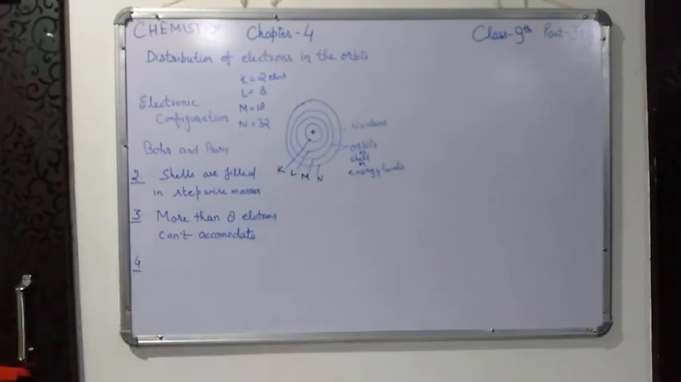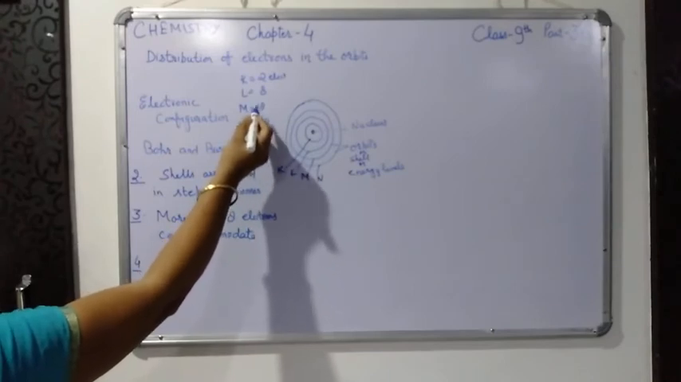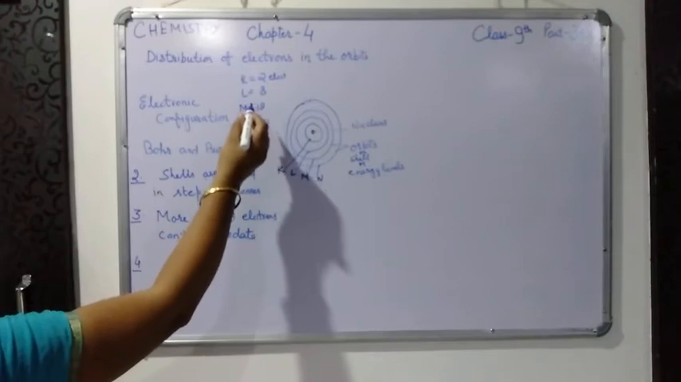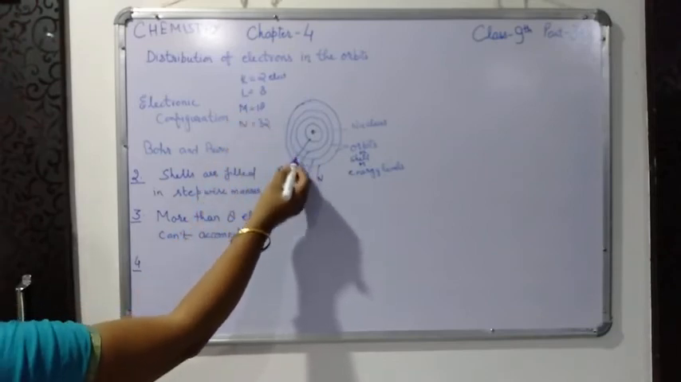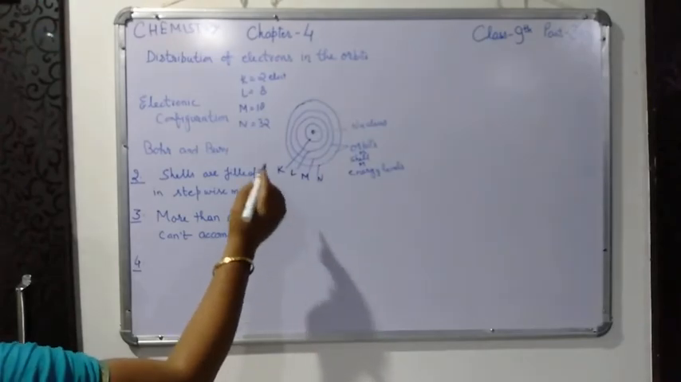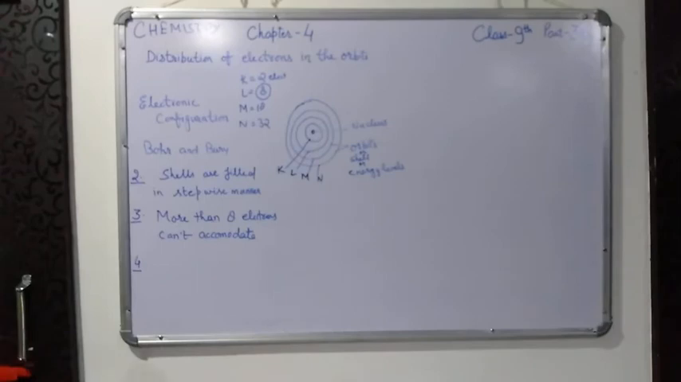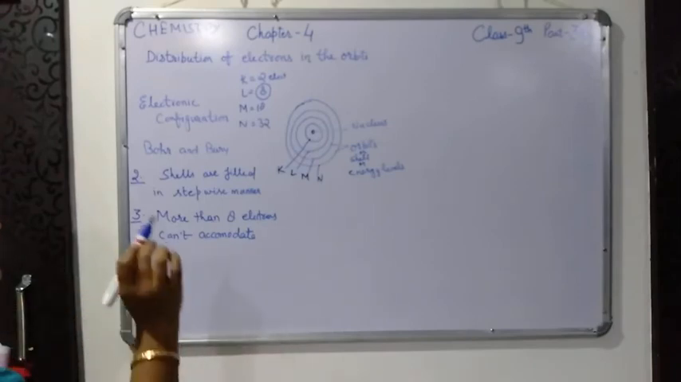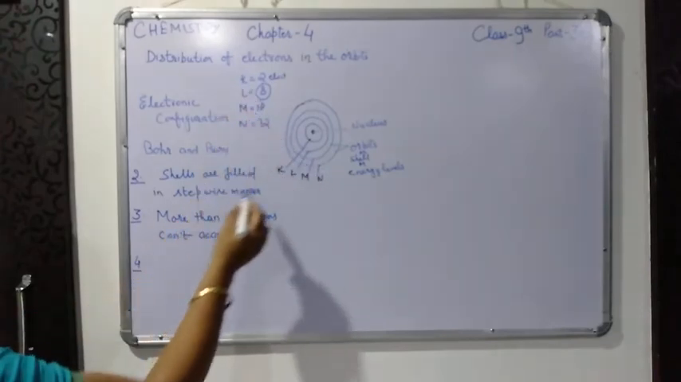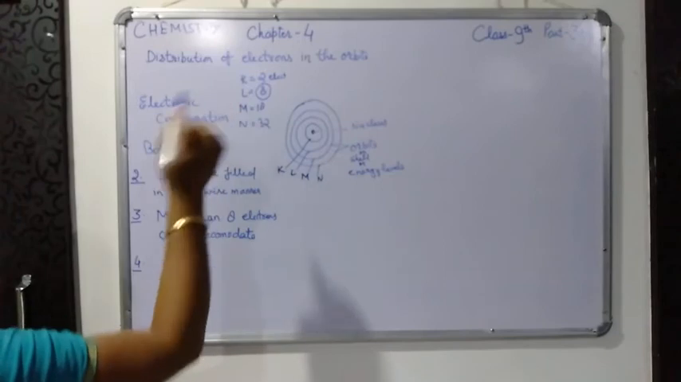The maximum capacity of this third shell is 18 electrons, but only 8 electrons are filled because the elements become stable. Elements become stable only after getting 8 electrons. Any element can become stable after getting 8 electrons only. That is why in the outermost shell, the maximum capacity is 8 electrons.